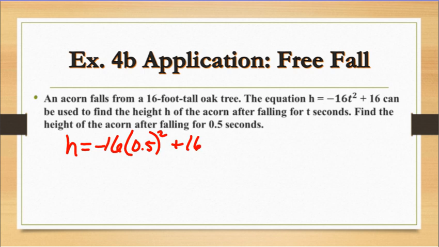plus 16. So 0.5 squared is 0.25 times a negative 16 equals a negative 4 plus 16. We would get a height of 12 feet. So that is our lesson today on identifying quadratic functions.